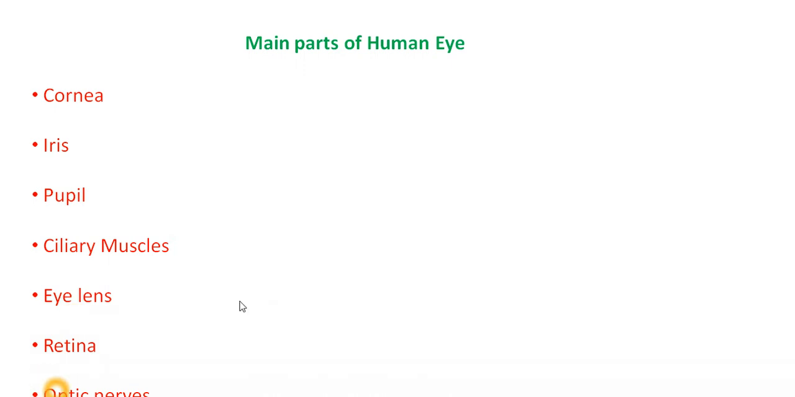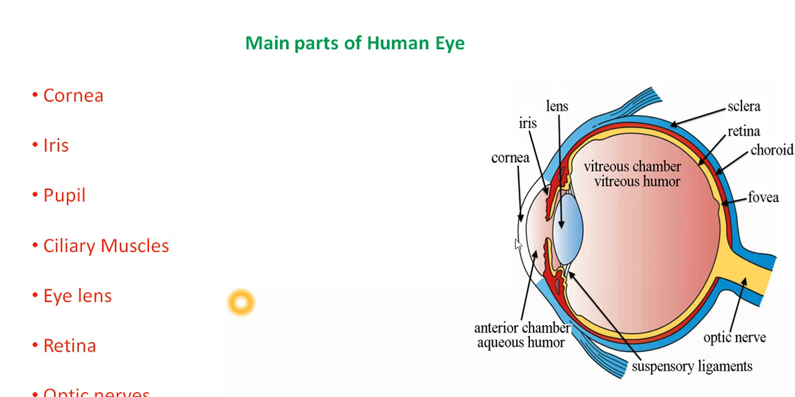Okay, so look at this diagram. This is our human eye. It is approximately spherical in shape, having a diameter of about 2.5 centimeter. We'll now describe the construction and working of the eye. First of all, we'll discuss the construction part.